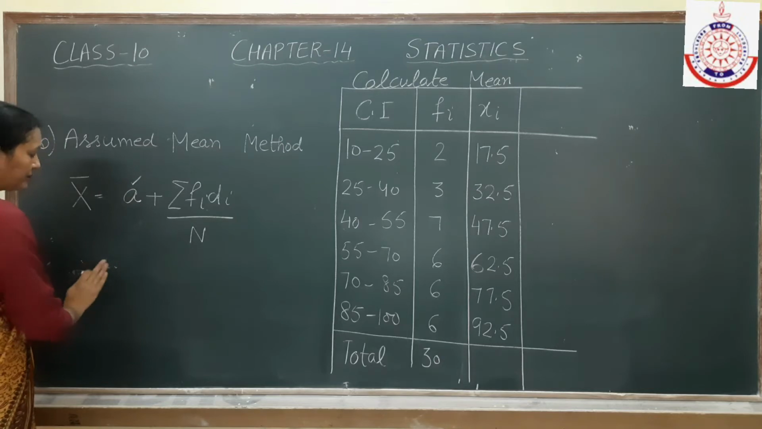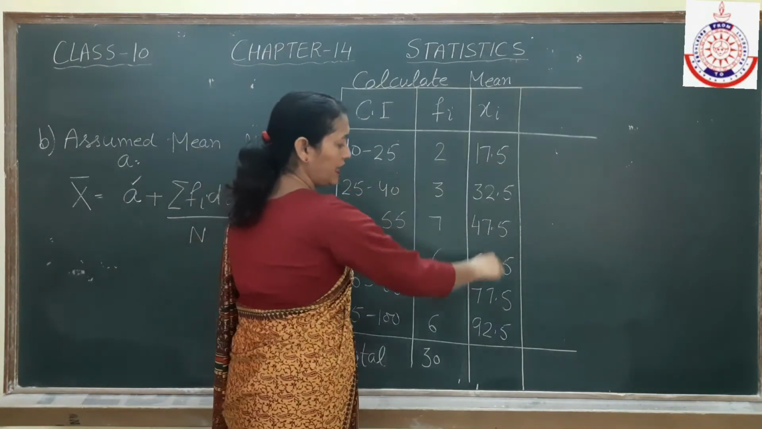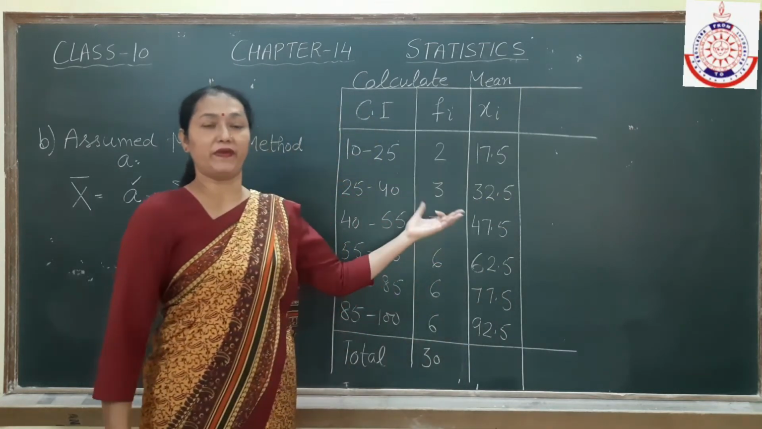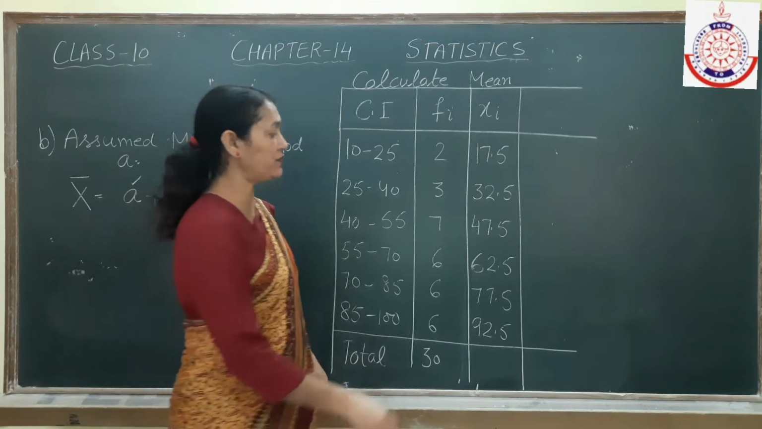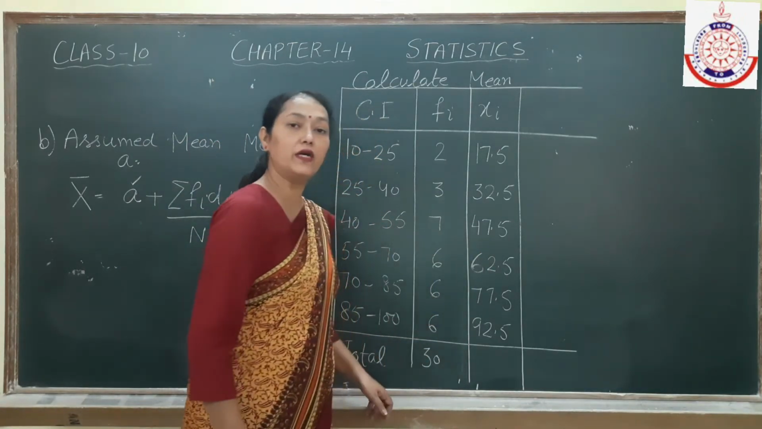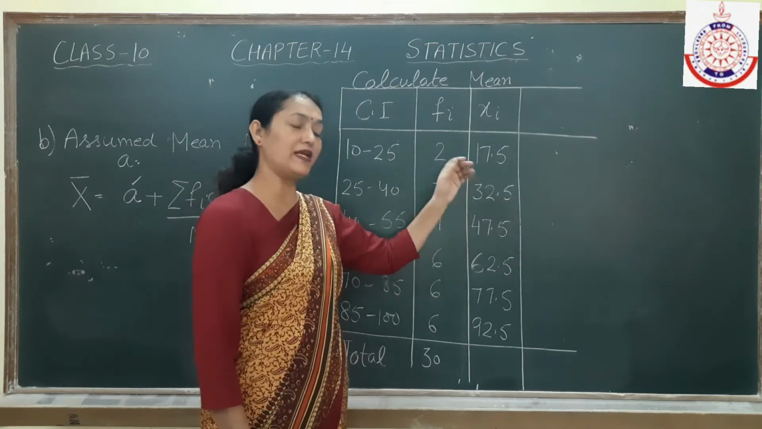How to select A? Just look at all these values of xi: 1, 2, 3, 4, 5, 6. So we prefer to choose central values. But here we have two central values, 47.5 as well as 62.5. Although it's your choice, whichever you choose, you will get the same answer.